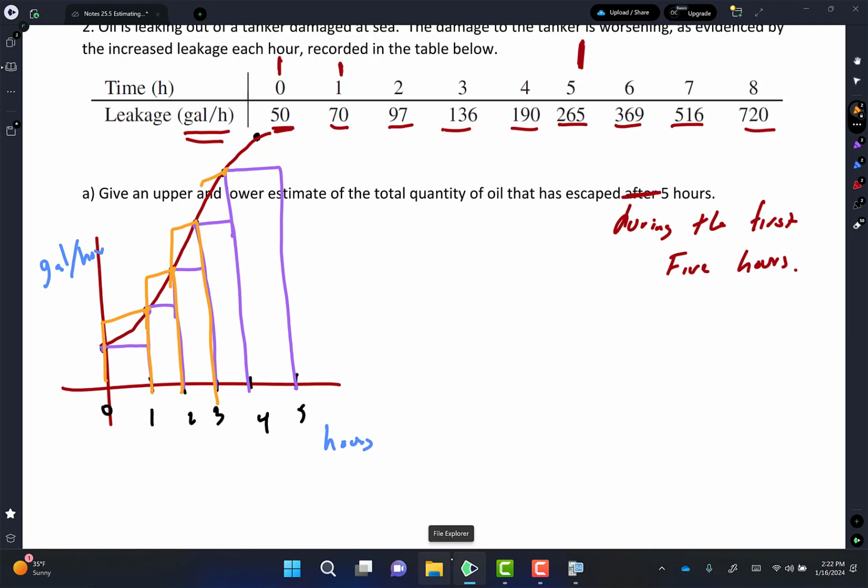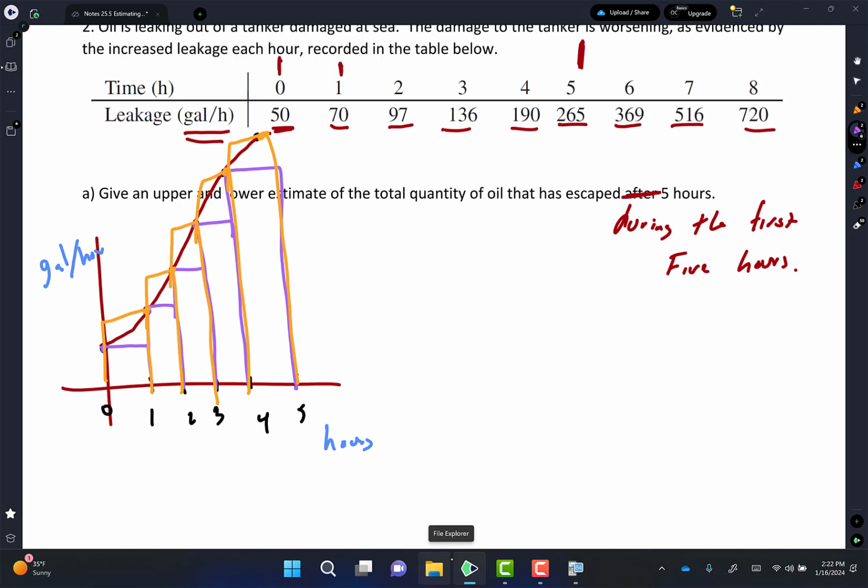If you have colors, this is a good one to do it with colors. If you have RRAM, that would be an upper or an over. In this case, it's the same: upper and RRAM, because it's an increasing function. For an increasing function, LRAM and lower are the same, and upper and RRAM are the same. Cool or not cool?